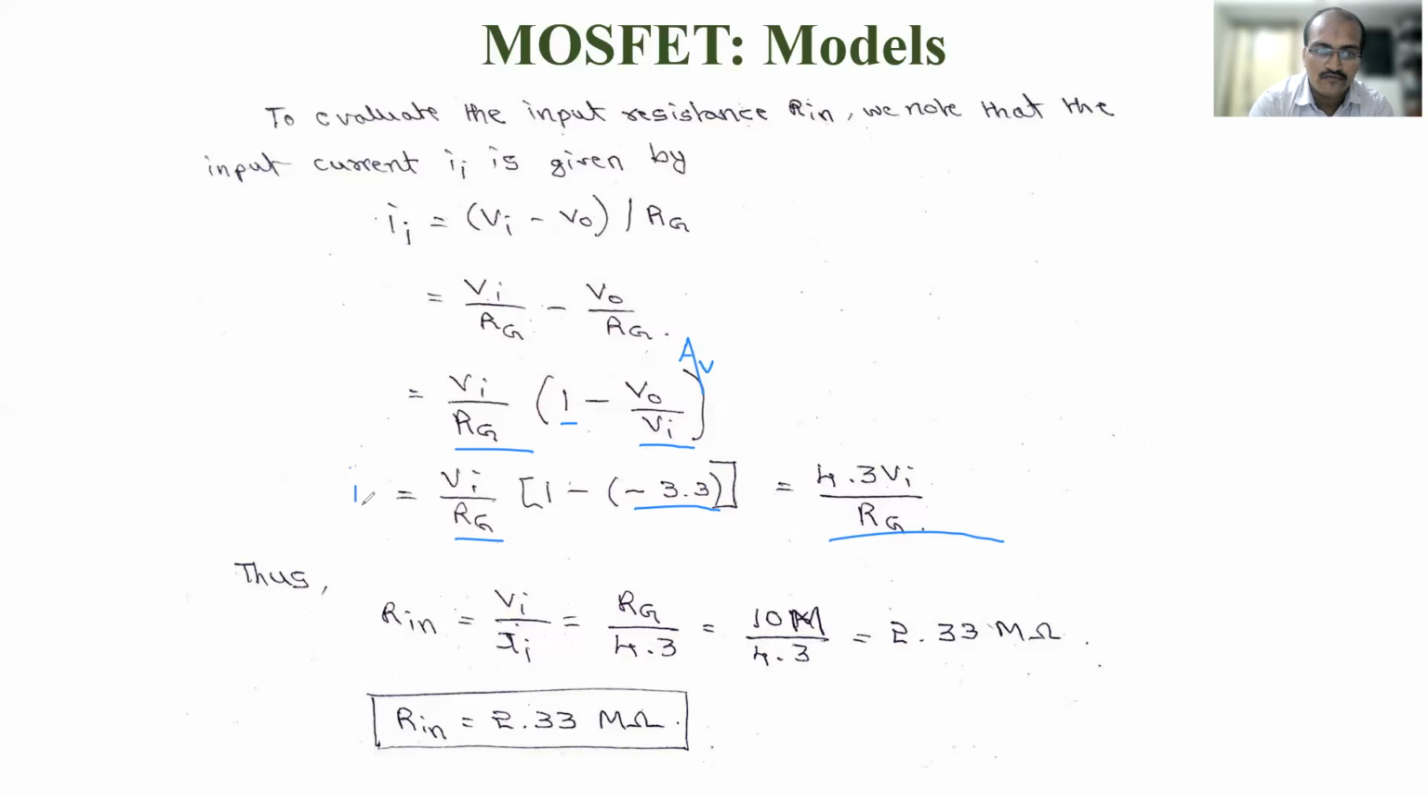Okay, the input current. But what you require to calculate here is the input resistance. Input resistance is given by Vi by Ii. So I have to take the ratio. Just both I have in a single equation, so I have to take Vi divided by Ii. Then what happens? This Rg will go in the numerator and 4.3 will come in the denominator. So that's what is written over here: Rg by 4.3. Rg value, you know, 10 mega ohm is given in the problem. So you substitute it, divide by 4.3 and use the calculator, you will get 2.33 mega ohm.